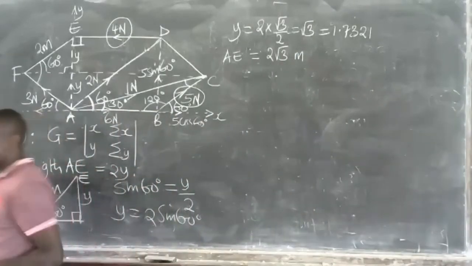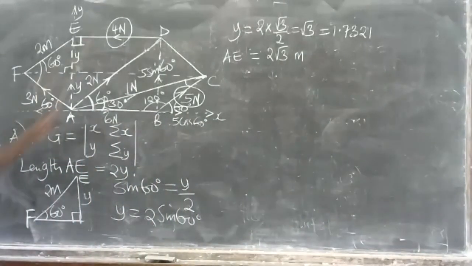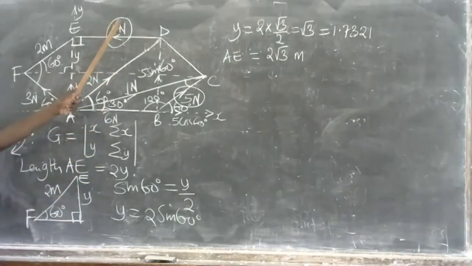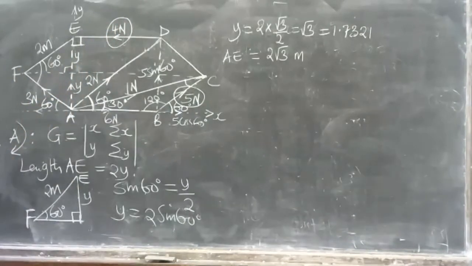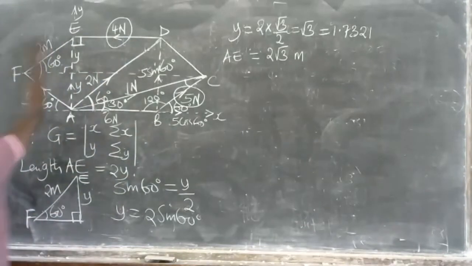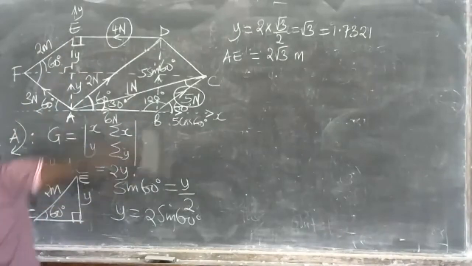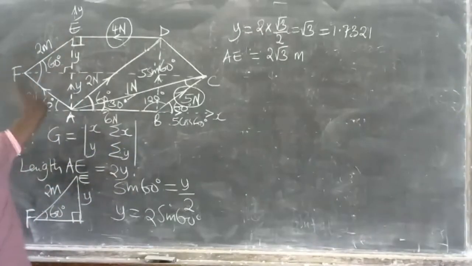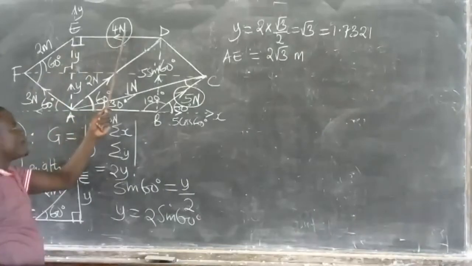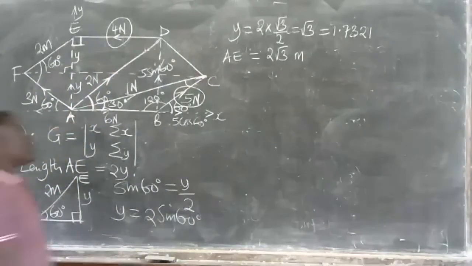Without distance AE, you can't find the moment of this force. Now, having got the moment of this force, we identify how it goes. It can be clockwise or anti-clockwise. If it is rotating like this, clockwise. Rotating like this, the way it is now, anti-clockwise. So its moment is positive.